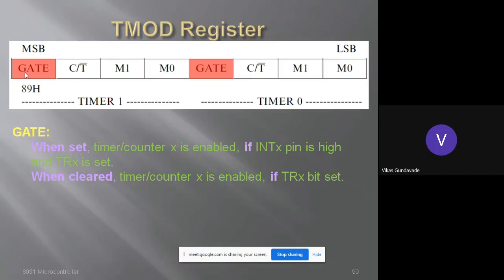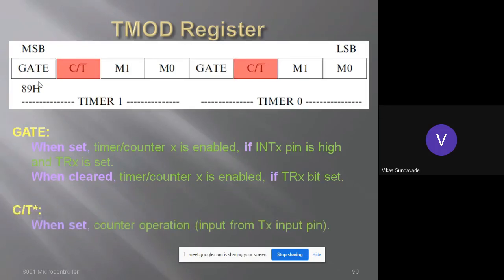The next bit is C/T bar. When this bit is set, that particular peripheral will be used as a counter. If this C/T bar bit is 0, then that particular peripheral will be used as a timer. Okay.